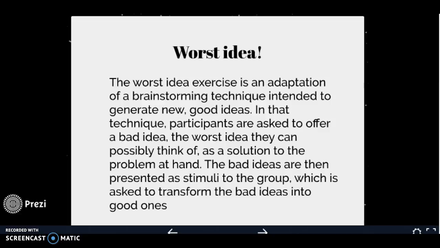For example, in my case, what I would say would be like, okay, get the rest of the toothpaste and just spread it all over the backpack and keep using it, for example, right? So that's exactly what you don't want. But it's a good idea because then they can transform those bad ideas into good ones.